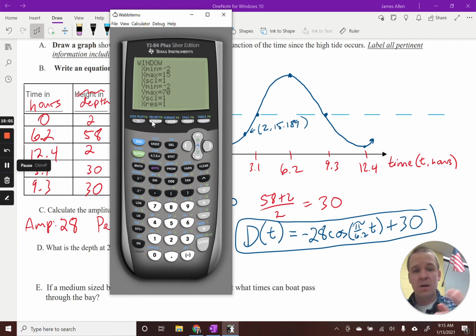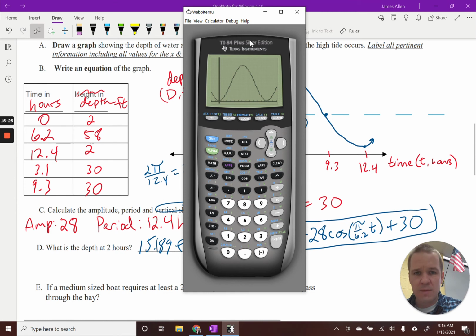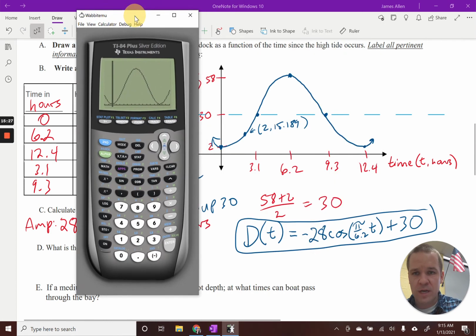And then I went with 15 because at 12.4, that's our full period, so I just went a little beyond that. For my y max, I went with 70 to go a little bit above our 58 foot depth. And I went with -2 again so I can see the y-axis. So you can see both my X and Y axis, lovely. Looks just like the graph that we sketched. So we said, when will a medium-sized boat, was it 20 foot depth?